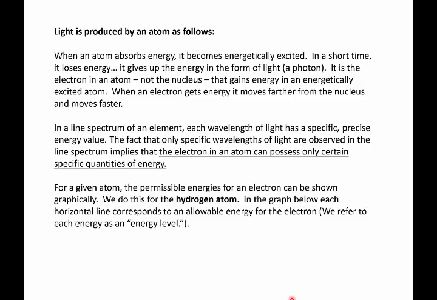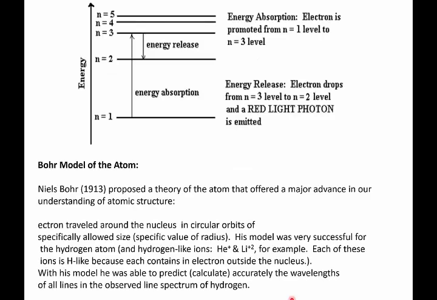Now, the energy that an electron in an atom is allowed to have can be shown by the graph here. This is for the hydrogen atom. In this graph, each horizontal line corresponds to an energy the electron can possess. Each of these lines is called an energy level. The lowest possible level we denote as n equals 1 level. The next highest possible level is n equals 2. The next highest, n equals 3, n equals 4, n equals 5, and so forth.